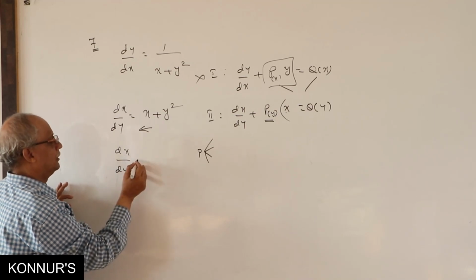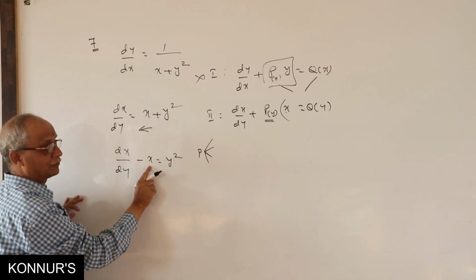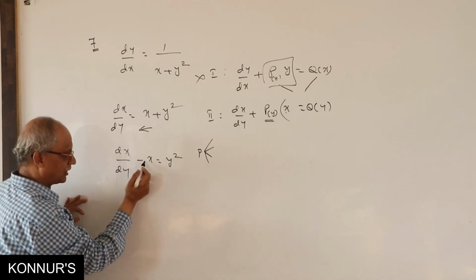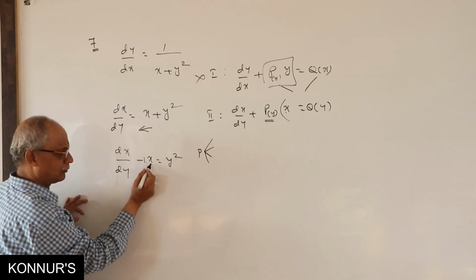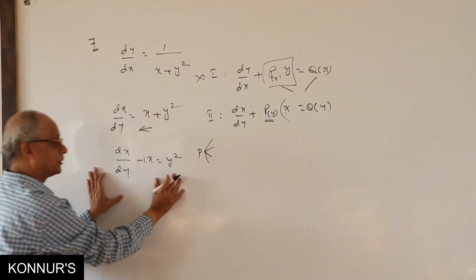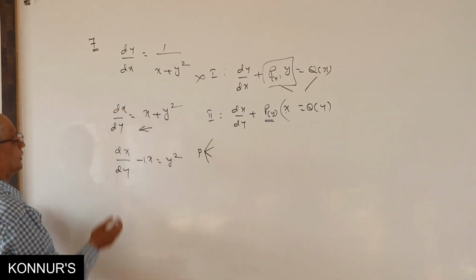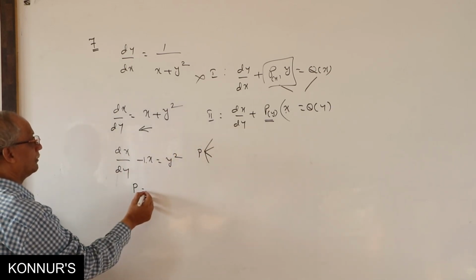Dx by dy minus x, and everything is matching. Function of y, here constant. No problem. X is alone. RHS, function of y alone. Everything is matching. It is possible to solve. Compare with that general result. Here what is P? Minus 1.